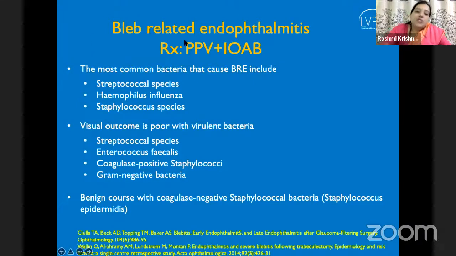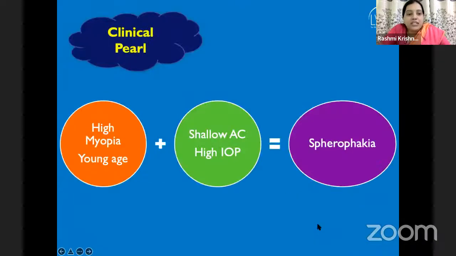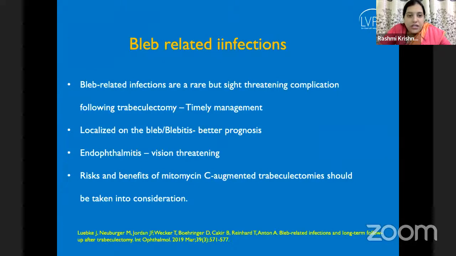The visual outcome is poor with virulent bacteria like Streptococcus and coagulase positive, but the course is benign with coagulase negative staph. So the pearl is that if it's a high myope, young age, shallow AC, it's a spherophakia, just for the postgraduates. Then 1 minute remaining.